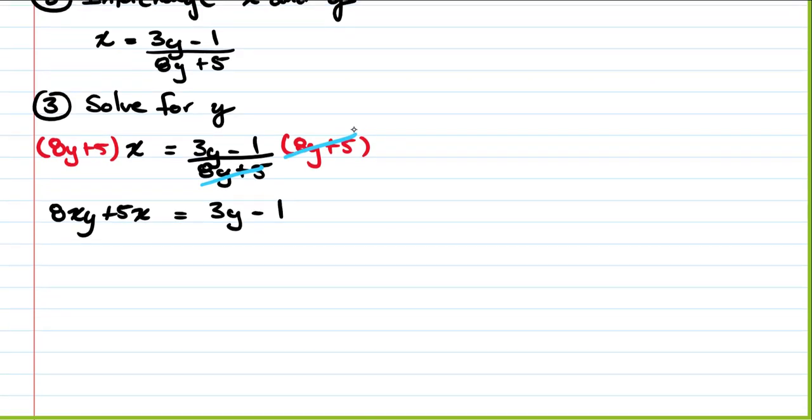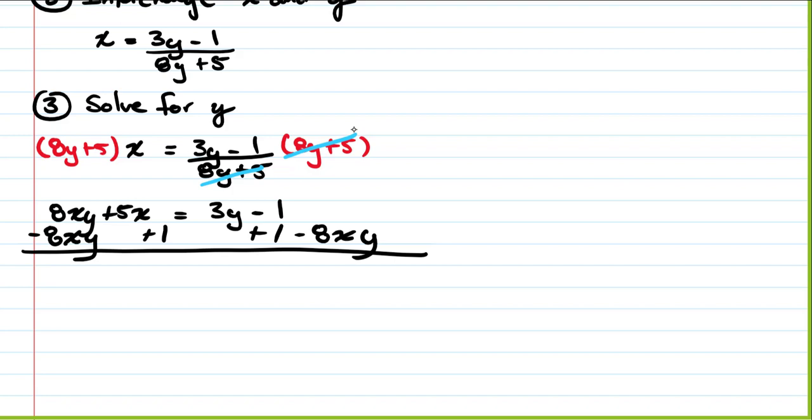So now we need to get all of our y's on one side and all of our x's on the other. So I'm going to minus 8xy and minus 8xy. I'm going to add 1, I'm going to add 1. So then these reduce out and those reduce out.